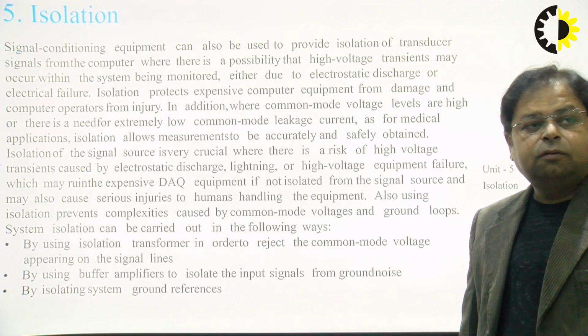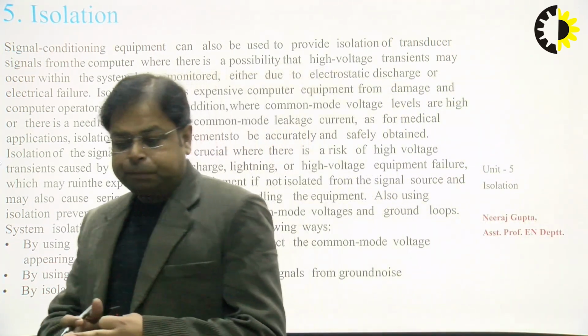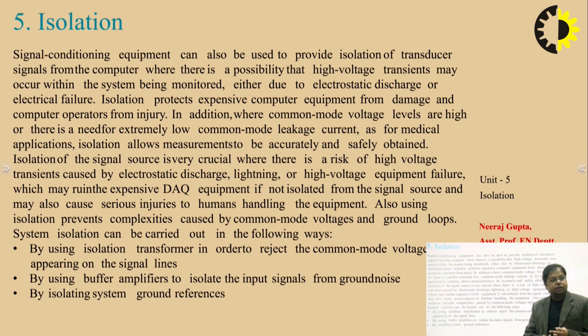Till now, we have talked about the various signal conditioning processes. First, we talked about filtering, then amplification and linearization. Now we are talking about isolation. This is the fifth process. Signal conditioning equipment can also be used to provide isolation of transducers.